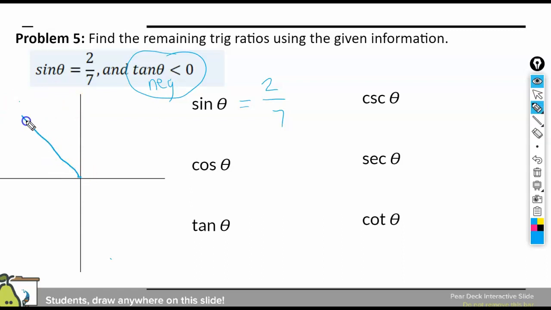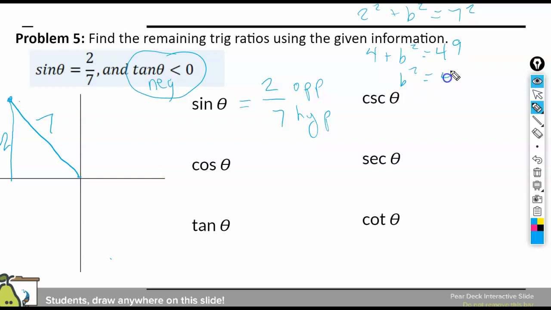So in order for the sine to be positive and the tangent to be negative, the point I'm discussing is over in quadrant 2. So I know that sine is the opposite over the hypotenuse. So this tells me that the opposite side must be 2 and the hypotenuse must be 7. So I can still use my Pythagorean theorem to figure out what that other side has to be. So 2 squared plus b squared is equal to 7 squared. So 4 plus b squared is equal to 49. B squared is equal to 45.